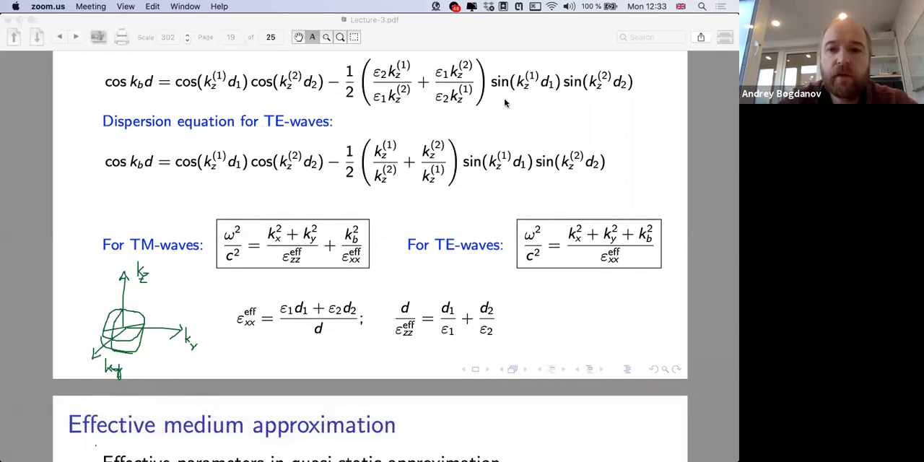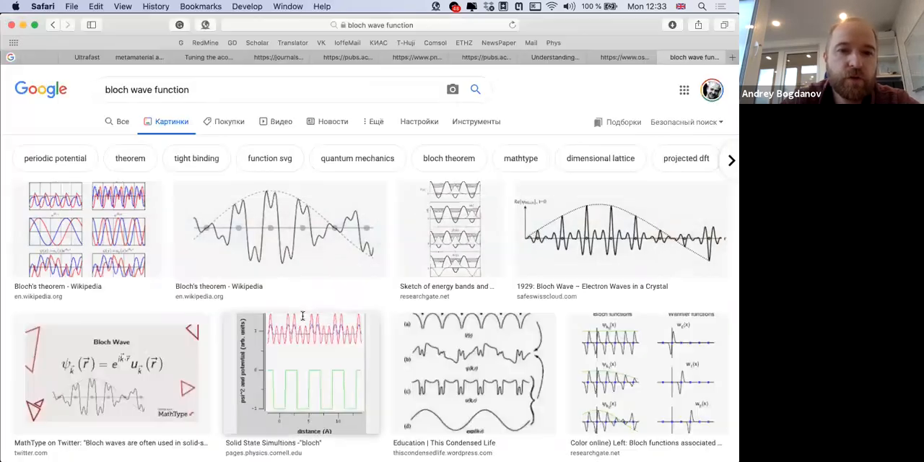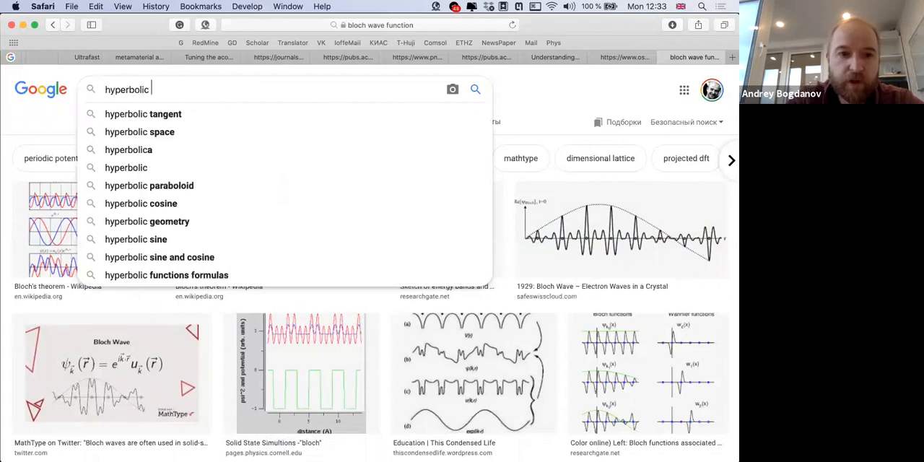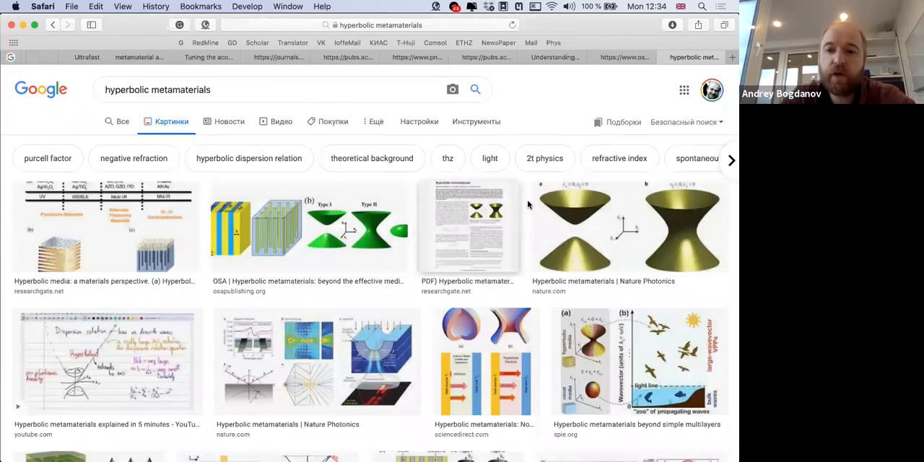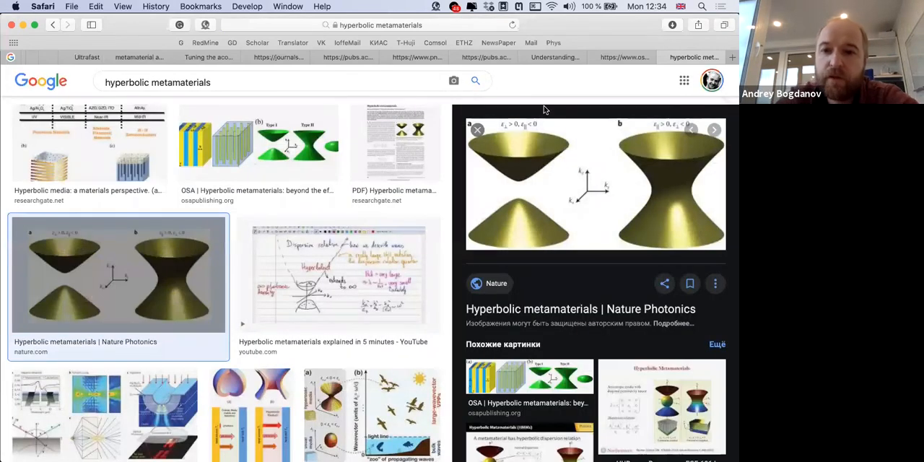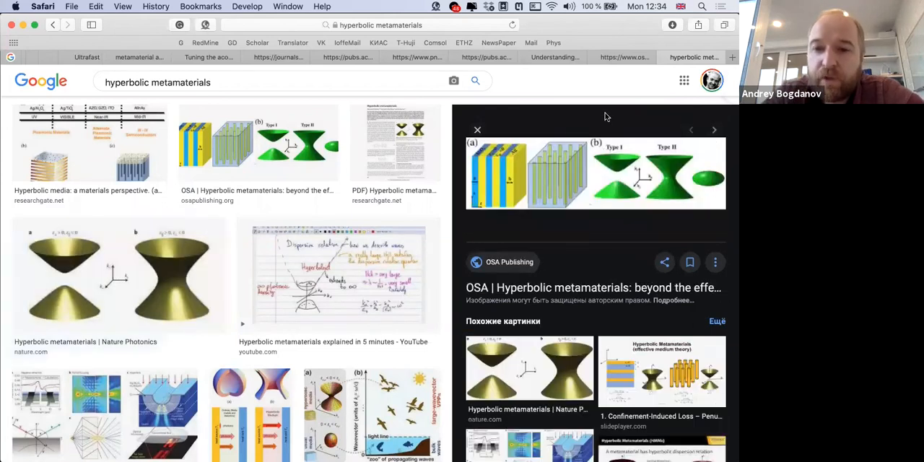It's difficult to plot here, but it's much easier to show you here, like hyperbolic metamaterials. You see, this is the equation. There are two options, because ordinary permittivity could be negative, or extraordinary permittivity could be negative. And there are two cases. And this is another example. So there are two methods for the realization of hyperbolic metamaterial.